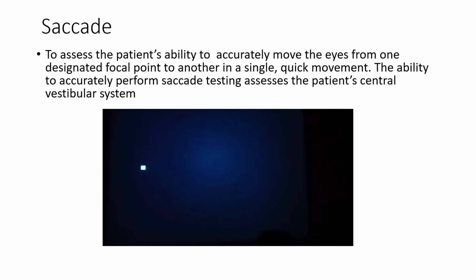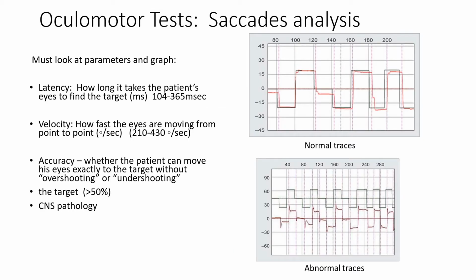So this is the video on how we present the stimulus. The stimulus will move to the right, to the center, and to the right, to the left and back to the center. For saccade, each target will move for about 3 seconds. So let's take a look at how we analyze the tracing.